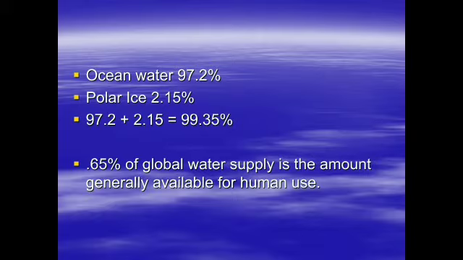Now see, the ocean water is 97.2%, then the polar ice is 2.15%. That means 97.2 plus 2.15 equals 99.35%. Only 0.65% of water is available for us to use. See how very low that is.